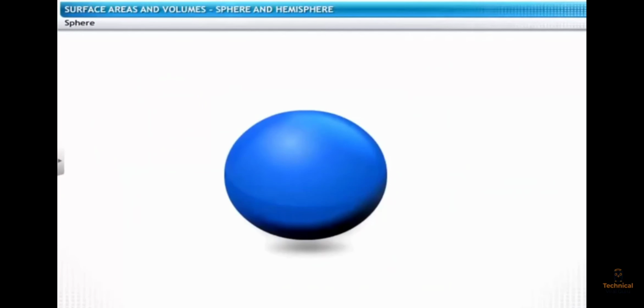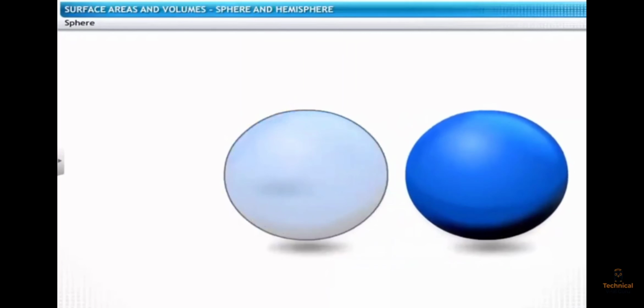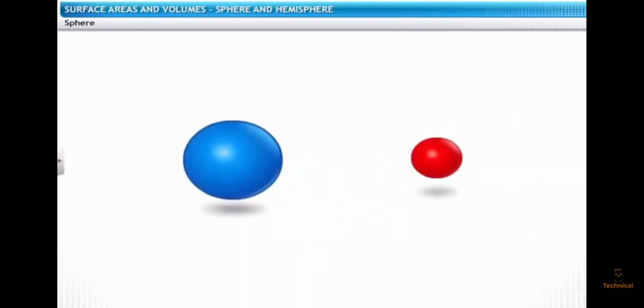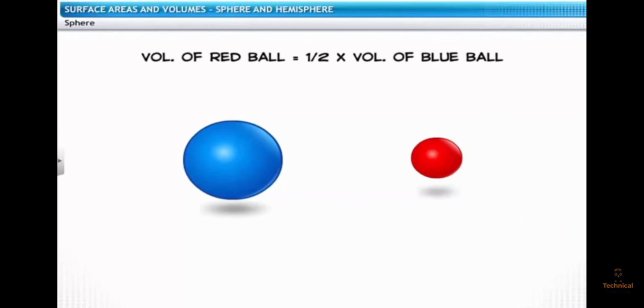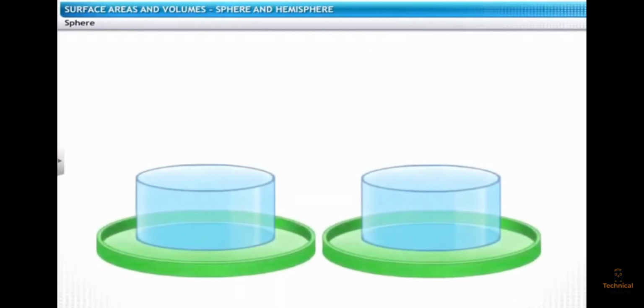Next, we learn about the volume of a sphere. What do we mean by the volume of a sphere? The space occupied by the sphere in space is the volume of the sphere. In order to understand the concept of volume better, let us perform an experiment involving 2 balls. See the 2 balls. Can you see that the volume of the red ball is exactly half of the volume of the blue ball? Let's try out an experiment.